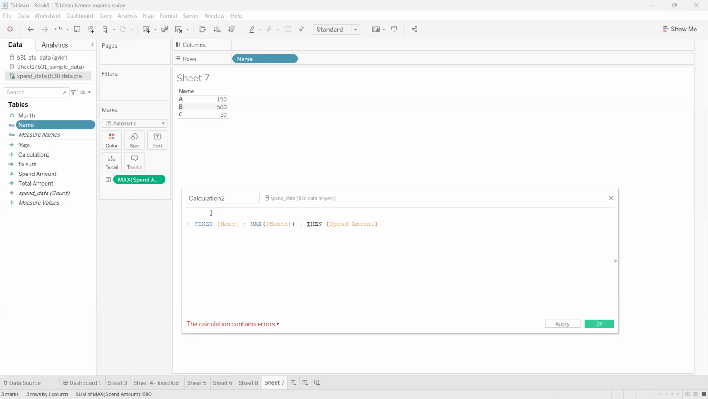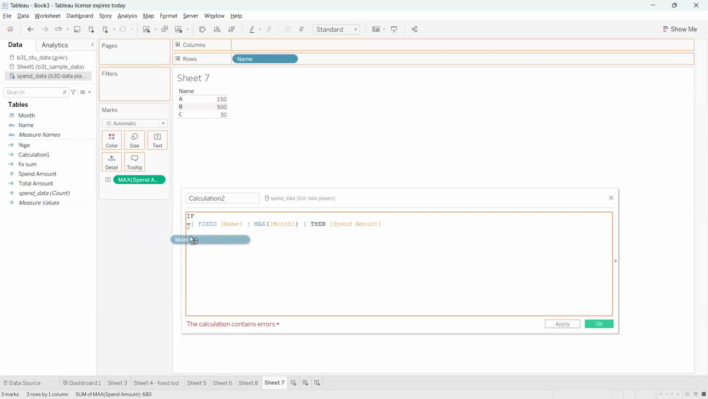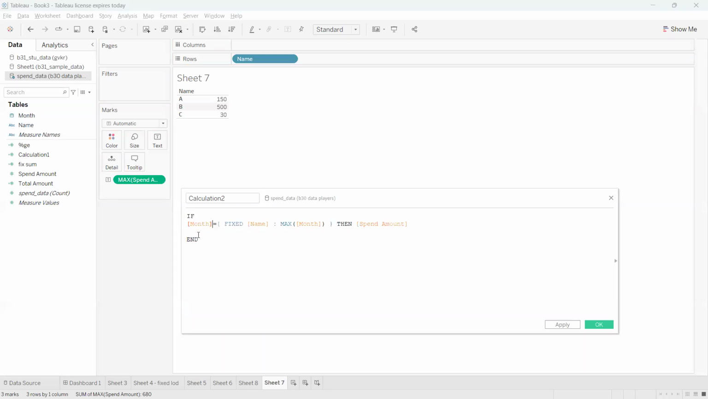So when you are writing the then statement, we have to go for an if and else statement. If, end here. Now you see, I'm just using the equal condition here. So let me write the condition. Okay, now you see, the calculation is valid here. Now I'll tell you what it is doing here. Let me apply it here.